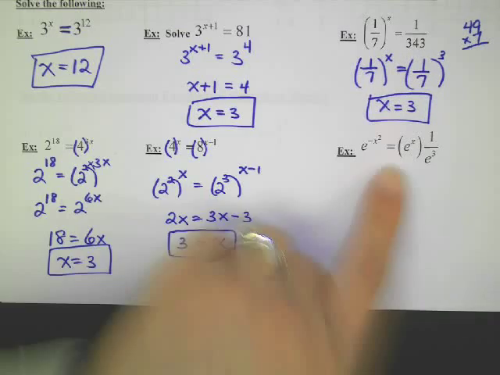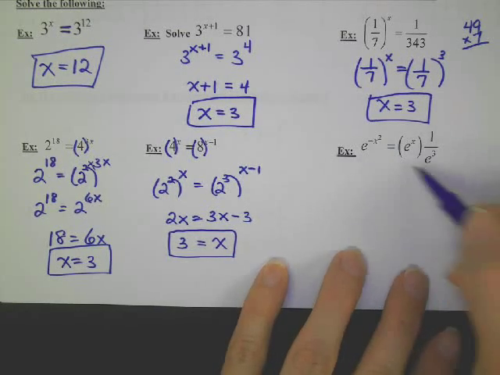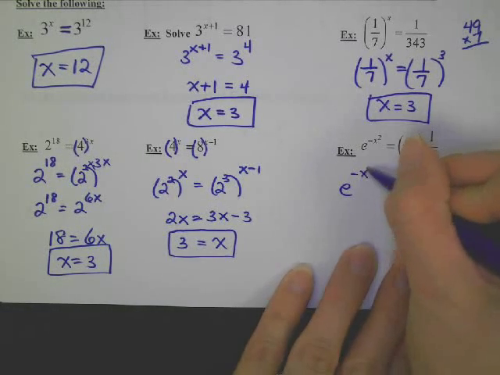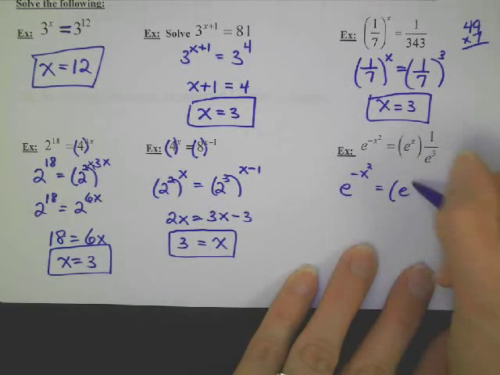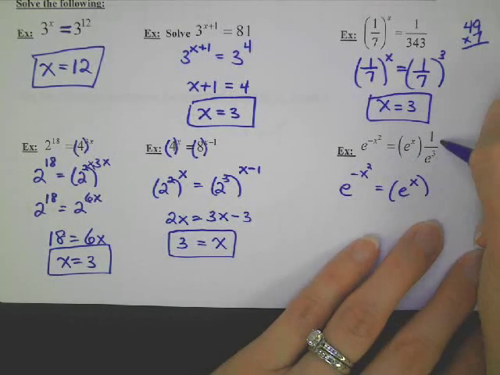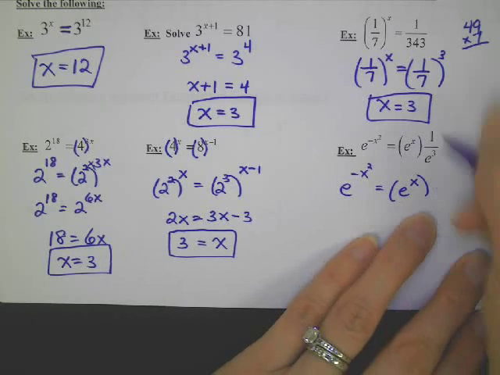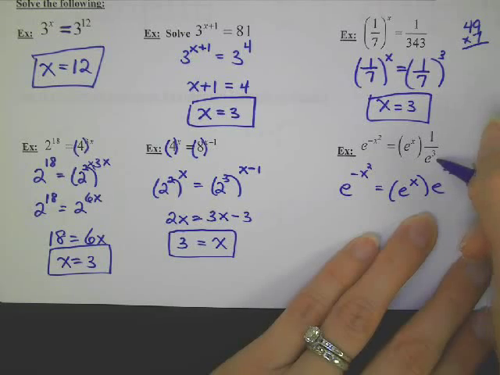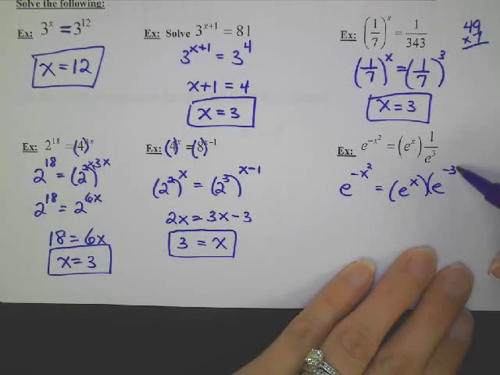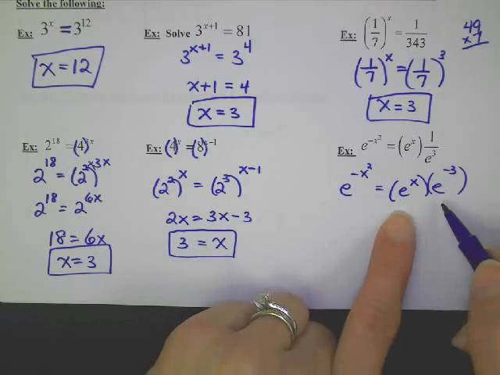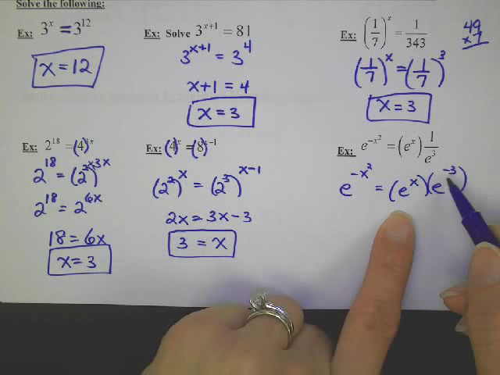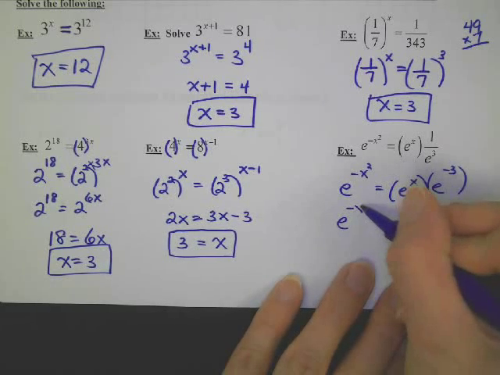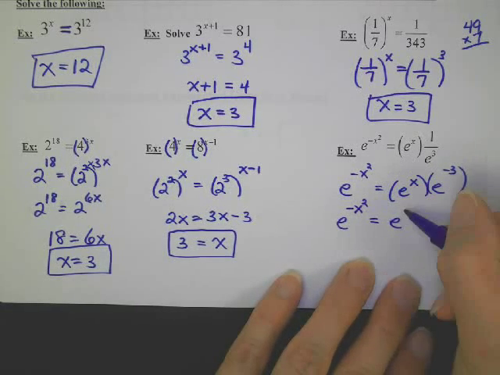All right, let's keep going. We'll change all these to a base of e. So I've already got e on the left. On the right, I'm going to have to bring this e upstairs. When you bring an exponent up, it changes to negative. The base stays the same. And now, let's see, this is multiply. When you're multiplying bases, what do you do to those powers? That's right, you're going to add them. Okay, so we have e to the negative x squared equals e to the x minus 3.